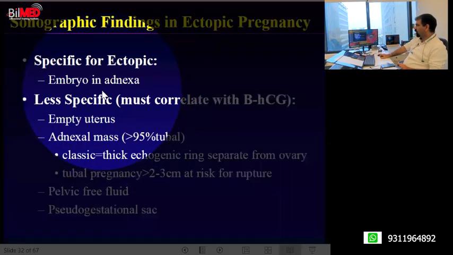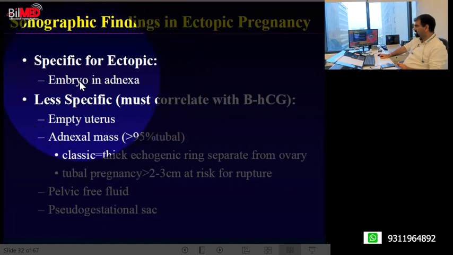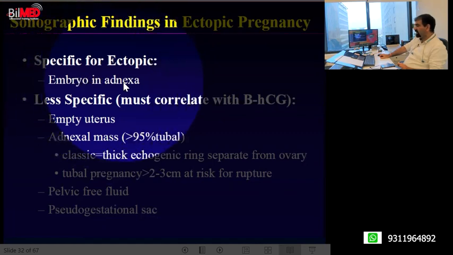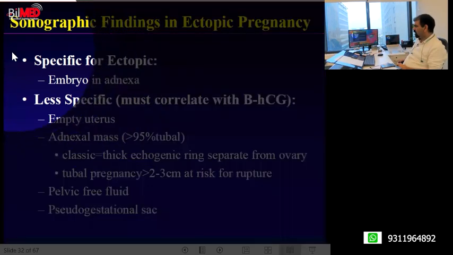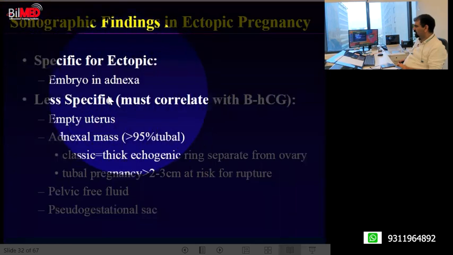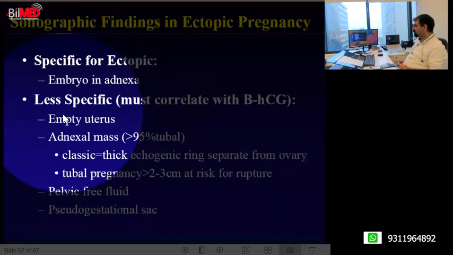Now, there is something which is called specific for ectopic. If you see an embryo in the adnexa, nothing to think. No points to put in your basket. It is already full with this 1 point only. But not always will you see this embryo in the adnexa with the fetal heart pulsating over there. That is why we will be seeing more of these less specific points.